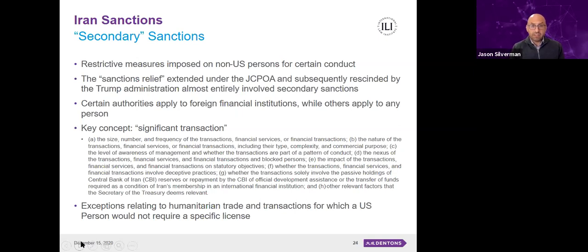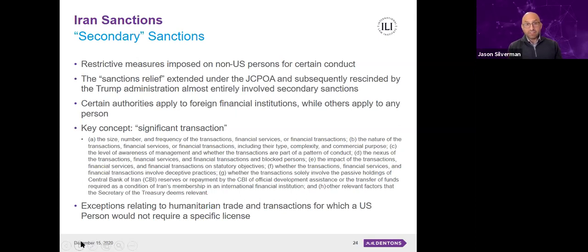A key concept in secondary sanctions, and one of the greater challenges of assessing secondary sanctions risk, is the concept of a significant transaction. A hallmark of many secondary sanctions authorities, although not all of them, is that they make sanctionable if a person knowingly participates or conducts a significant transaction. So again, it's not a strict liability offense, like Peter was saying. Some sanctions requirements are strict liability. They don't have a mens rea requirement. Secondary sanctions do. They require the person to act knowingly, and many of them require the transaction to be significant. Well, what does that mean?